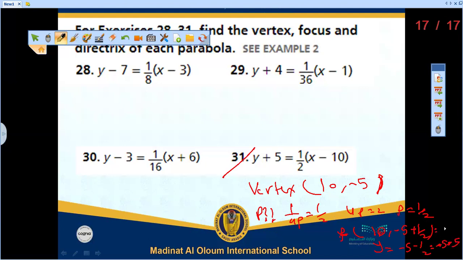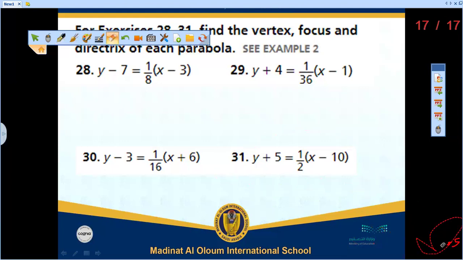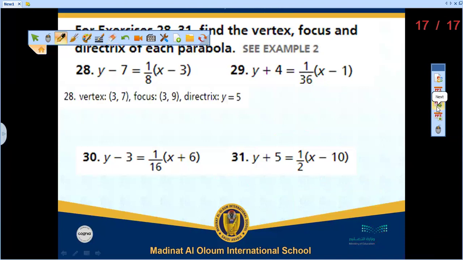And here my focus is 10 and negative 4.5. Okay, guys, this is how to get vertex, focus, directrix. The most important thing: what is in front of the bracket is 1 over 4p. Look, guys, my p is 2. I add 2 to 7, which makes 9. This is my focus. Then I subtract 2 from 7, which makes 5.